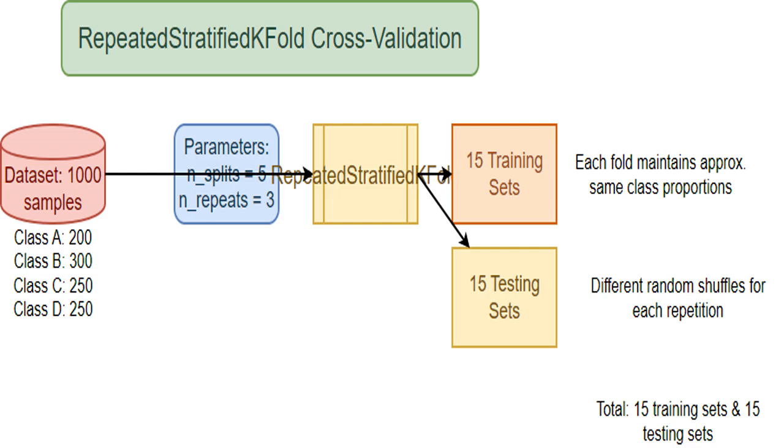Because repeated stratified K-fold uses stratified sampling, each fold will have approximately the same proportion of samples from each class, A, B, C, and D, as the original dataset. This is crucial for unbiased model evaluation, especially with imbalanced datasets. This is really important for avoiding biased results.